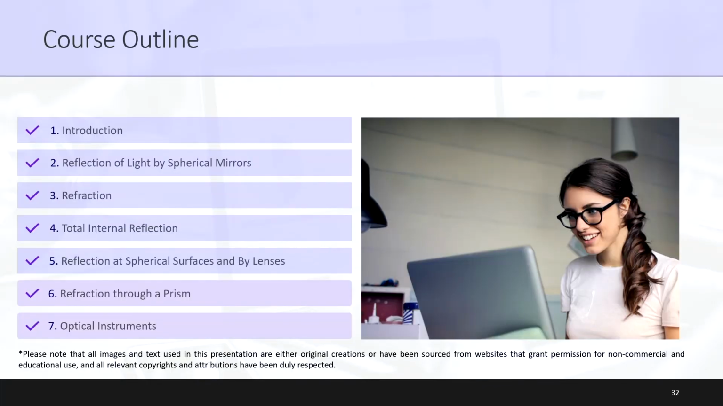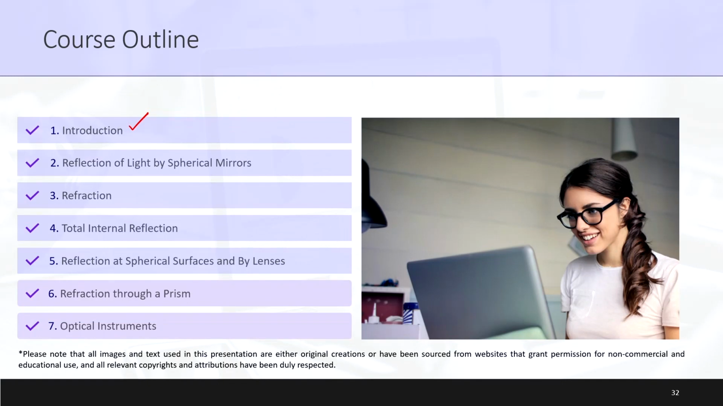First of all, we started with the introduction, in which we understood two different points. The first was that the speed of light is 3 into 10 to the power 8 meter per second, and the second was that a ray or a beam of light always travels in a straight line. In this complete lecture series of ray optics, we are assuming Descartes' particle theory, that is, a discrete particle theory of light.